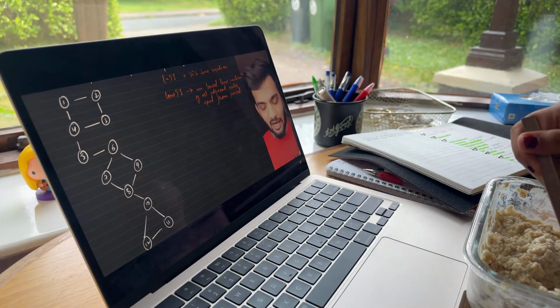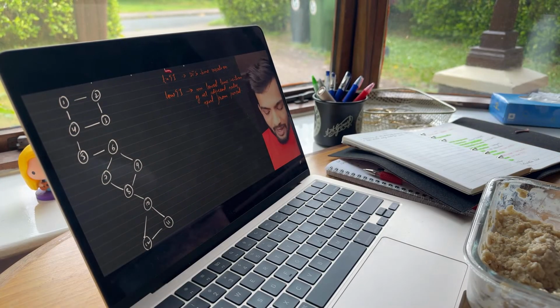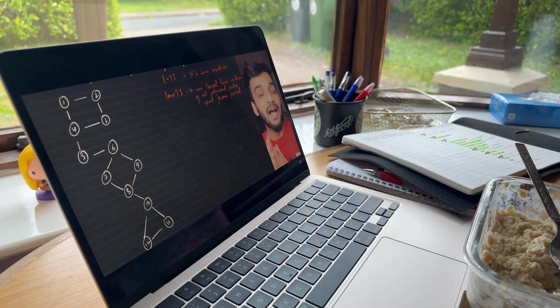To implement the algorithm to find the bridges in the graph, we will take two separate arrays. One is the time of insertion, while the other one is the lowest time of insertion.